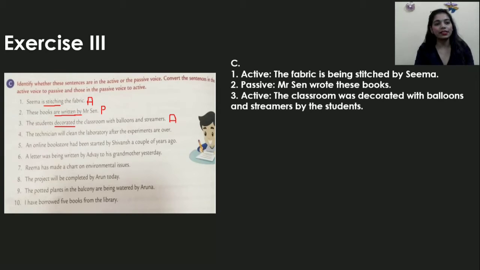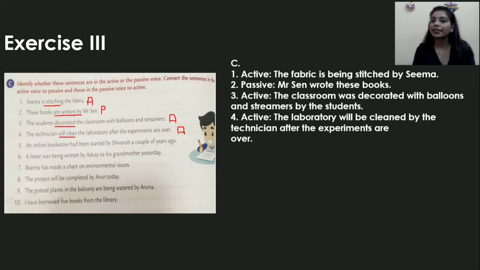Okay, look at sentence number 4 now. So the technician will clean. Will clean is active voice. Now we have to change it into passive voice. So the sentence will start from the laboratory: The laboratory will be cleaned by the technician after the experiments are over. Okay, you have to keep in mind from where the object has to start. It's not always at the end.